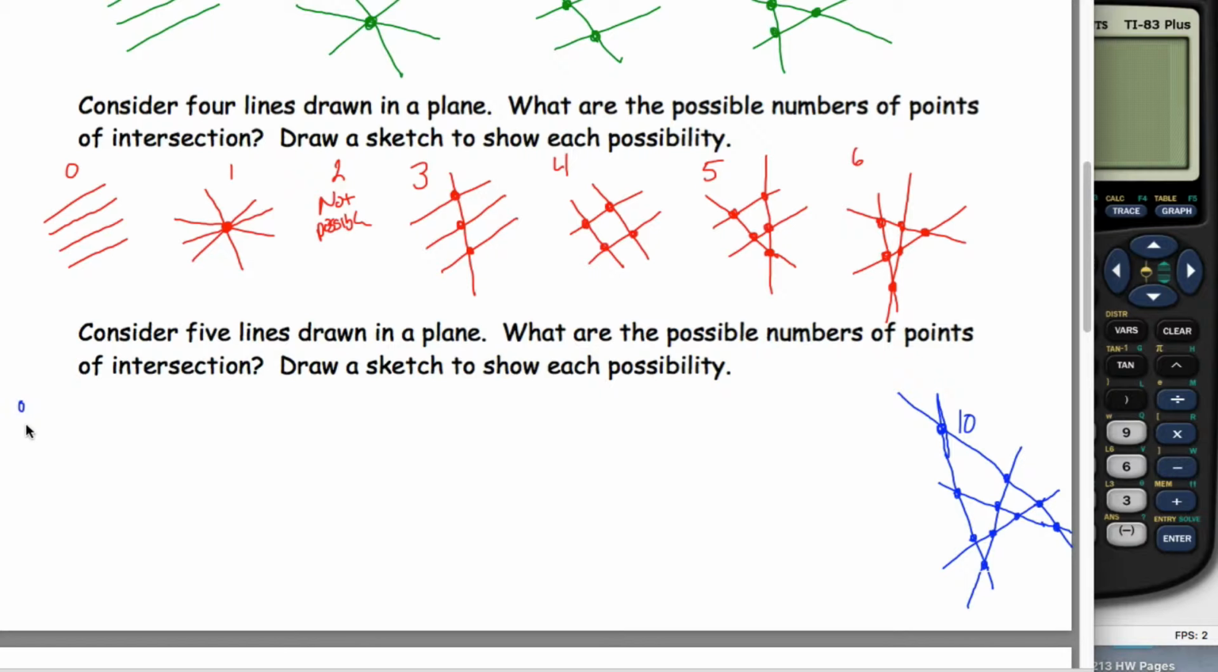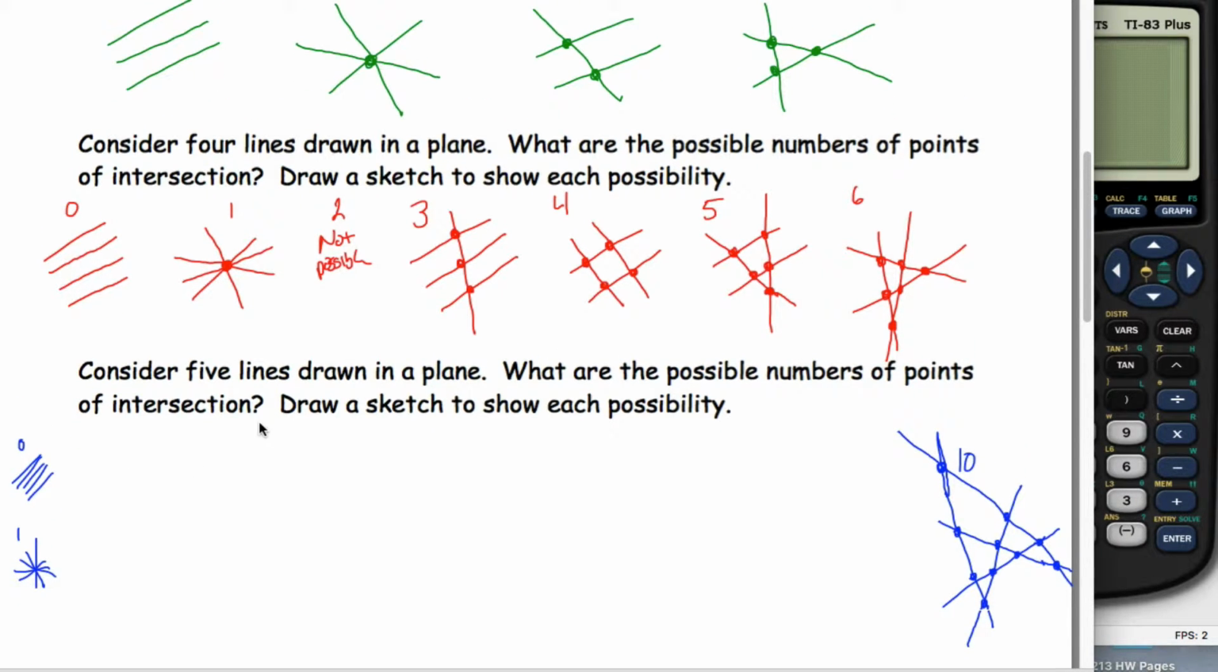Could I still get 0? Well, yeah, of course you could. Just 5 parallel lines. 1, 2, 3, 4, 5. Could I still get 1? Sure. 1, 2, 3, 4, 5. Those are kind of boring cases. What about 2? I don't think you'll be able to get 2.